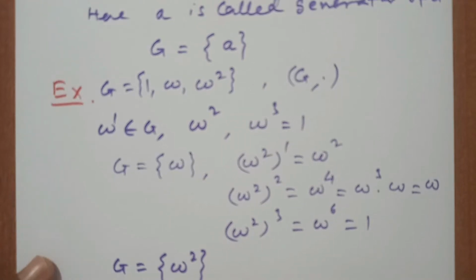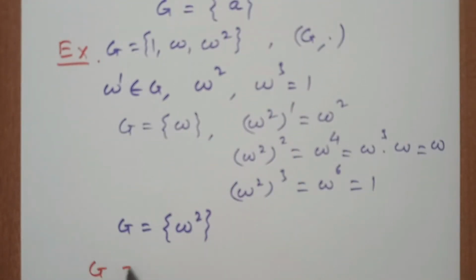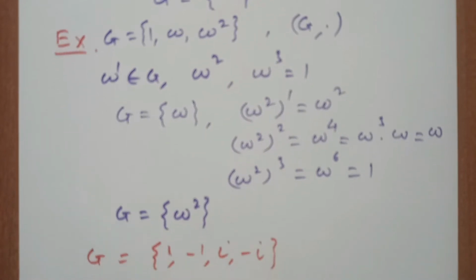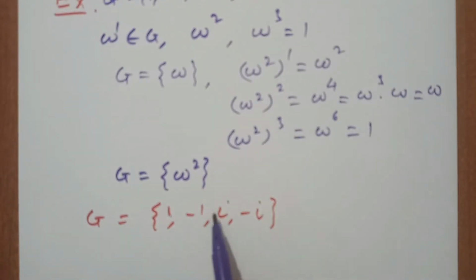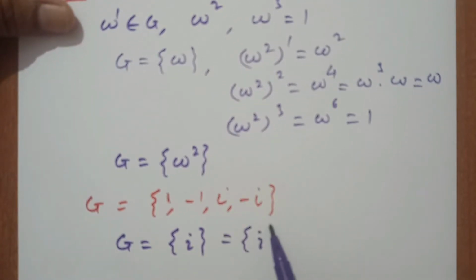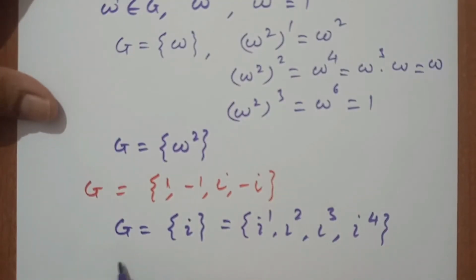Okay, similarly if you take G is equal to {1, −1, i, −i}. Here we see i is a generator of G, meaning G is equal to ⟨i⟩. Because you can write here i to the power 1 is i, i to the power 2 is i² which is −1, i³ is −i, and i⁴ is 1.